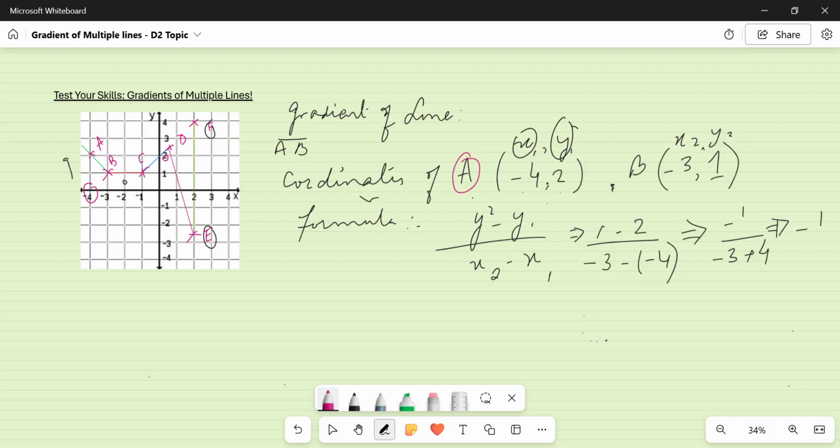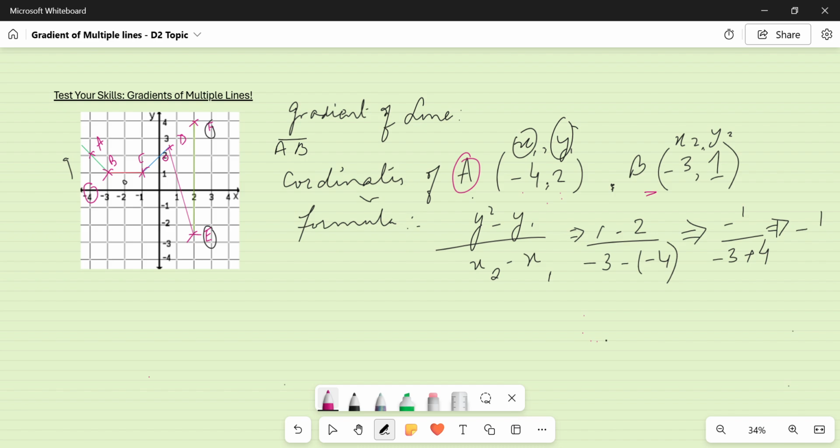In my previous video, I explained how to find the x and y coordinates. If you haven't watched that video, first watch that one, because that video is very important to find the coordinates, and finding the coordinates is the basic part of this gradient, right? Okay, so the A coordinates are -4 and 2.